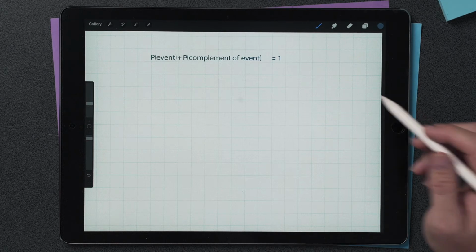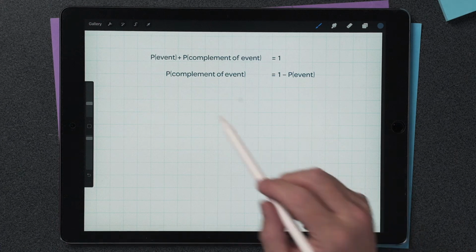So we know that selecting any card other than an ace means I don't win. So selecting an ace is the event, not selecting an ace is the complement of the event. Okay? So the event and its complement cover all the possible outcomes in this single step experiment. Either I select an ace or I don't select an ace. So this means that the probability of the event and the probability of its complement equal 1, which we can see in this formula here.